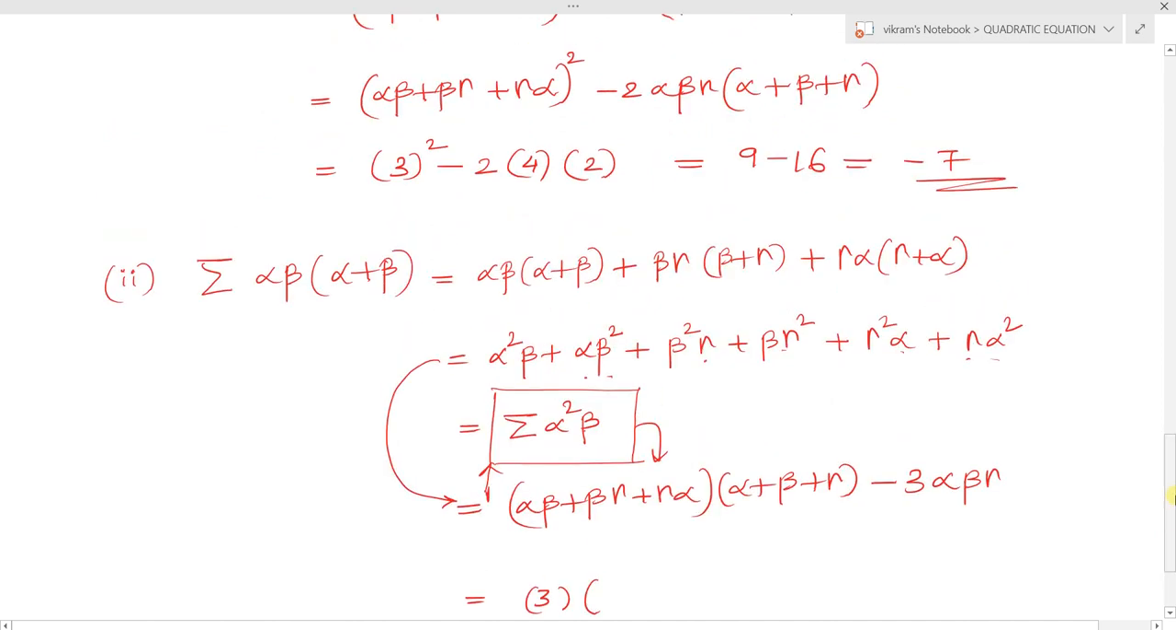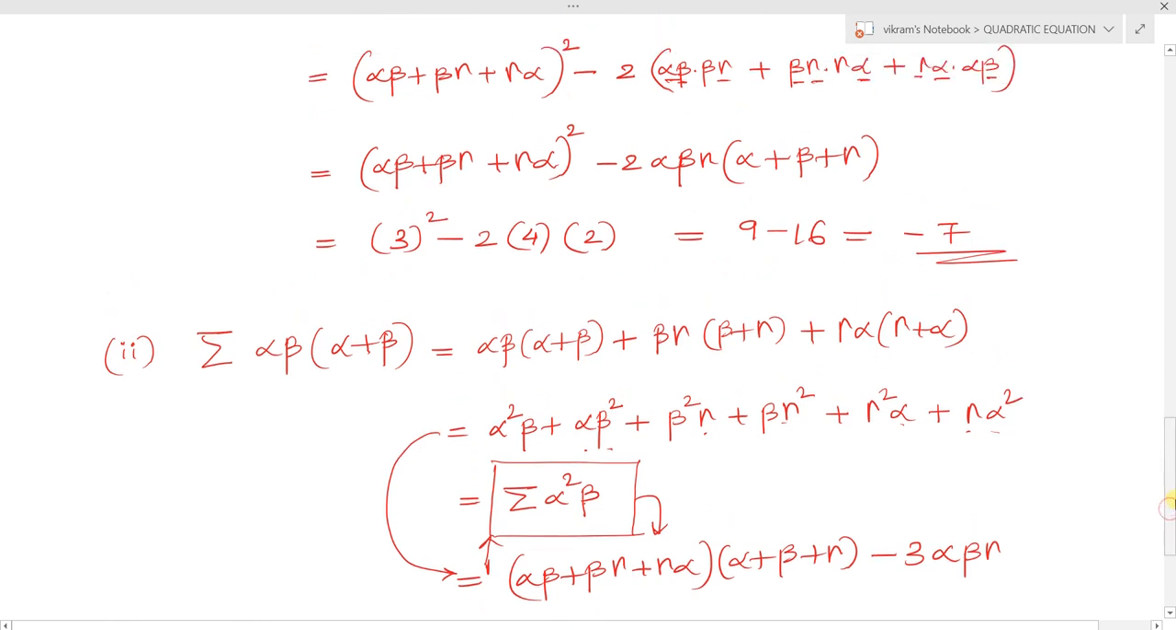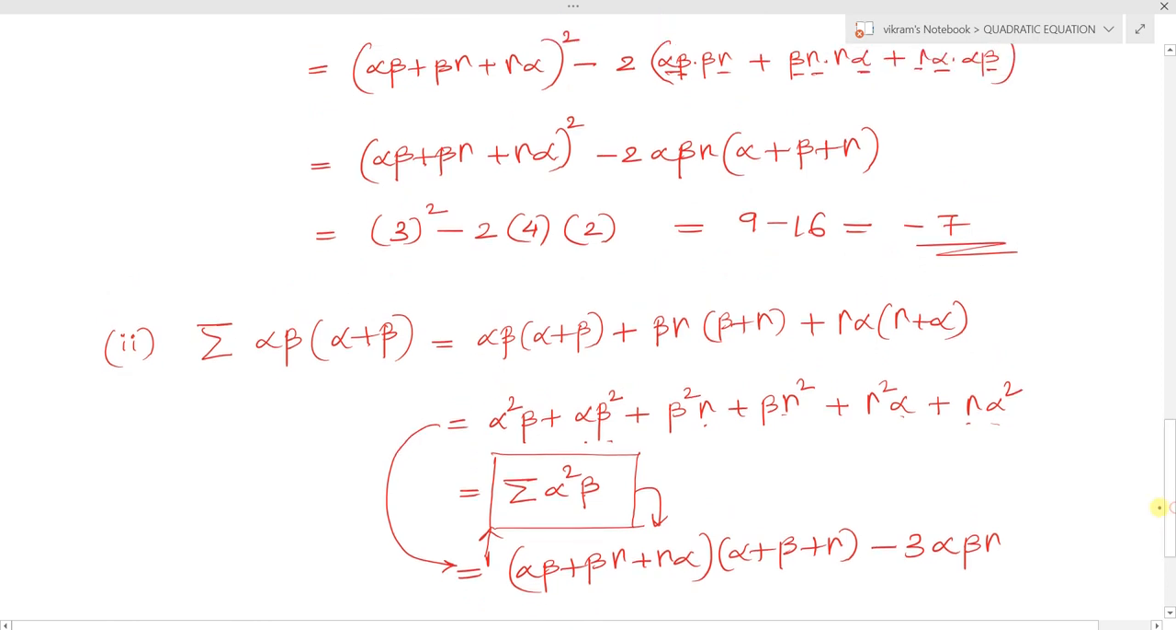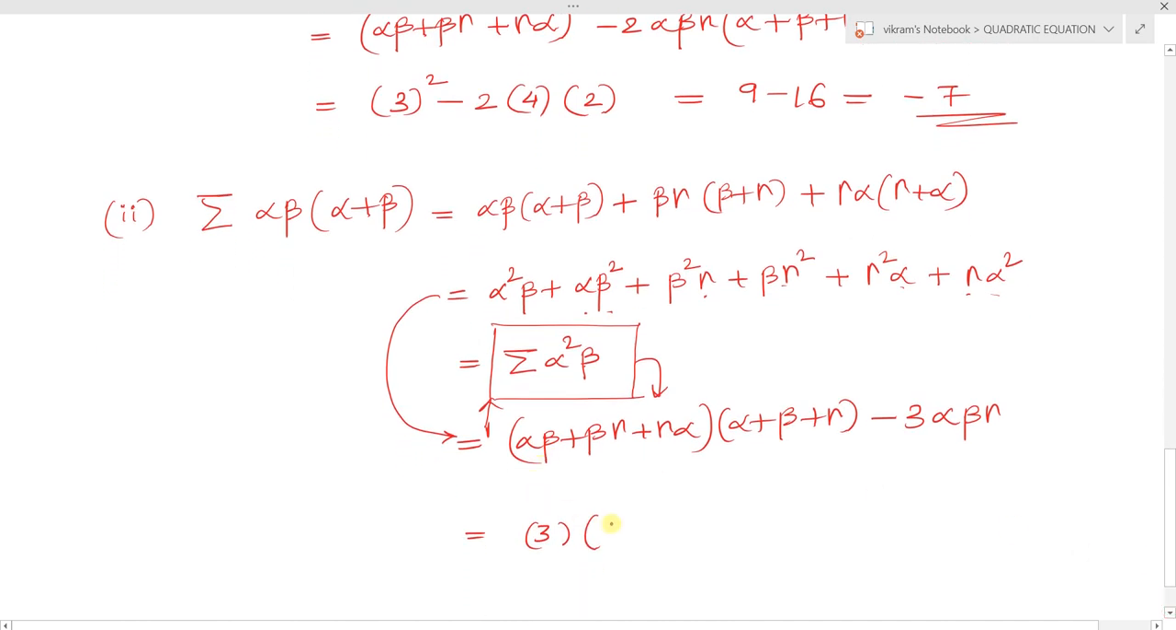From the question, we are getting alpha beta plus beta gamma plus gamma alpha equals 3, and alpha beta gamma equals 4, alpha plus beta plus gamma equals 2. So 2 into 3 minus 3 into 4. So the resultant equals 6 minus 12, which equals minus 6. For this one the resultant is minus 6.